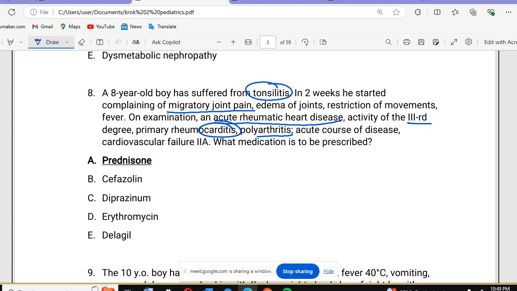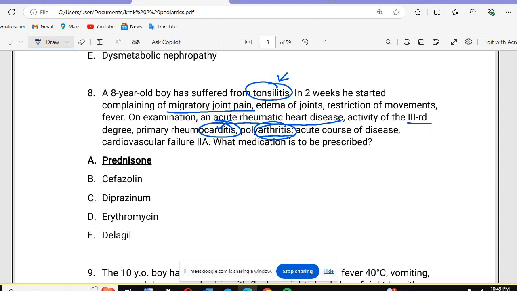So you have seen the patient has suffered from tonsillitis. In 2 weeks he started complaining of migratory joint pain. So this means the patient first had a sore throat, pharyngitis, tonsillitis, and after 2 weeks we have seen that this patient has features following the Jones criteria. So this patient has acute rheumatic fever, and in acute rheumatic fever we see carditis and arthritis. Everything we have discussed in the Jones criteria.